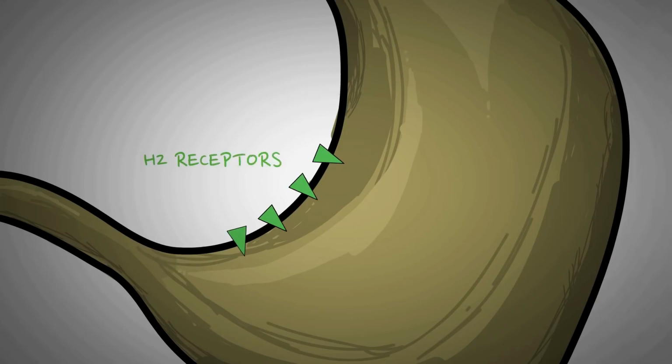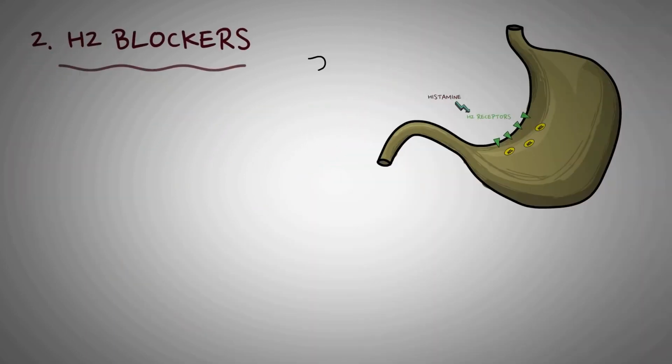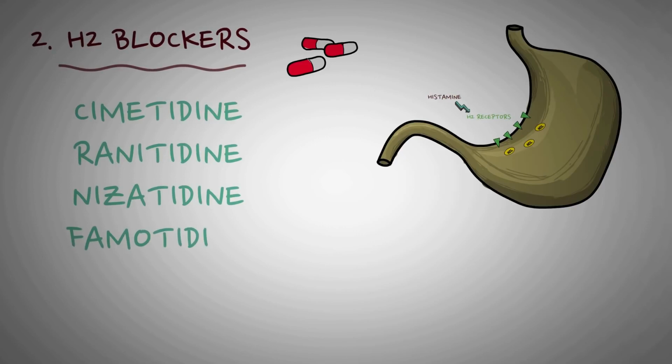When these H2 receptors are stimulated by histamine, it leads to release of acid in the stomach. So drugs were developed to block these H2 receptors. These drugs include cimetidine, ranitidine, nizatidine, and famotidine. All 4 are available over the counter without the need for a prescription. However, over-the-counter dosages are lower than those available by prescription.